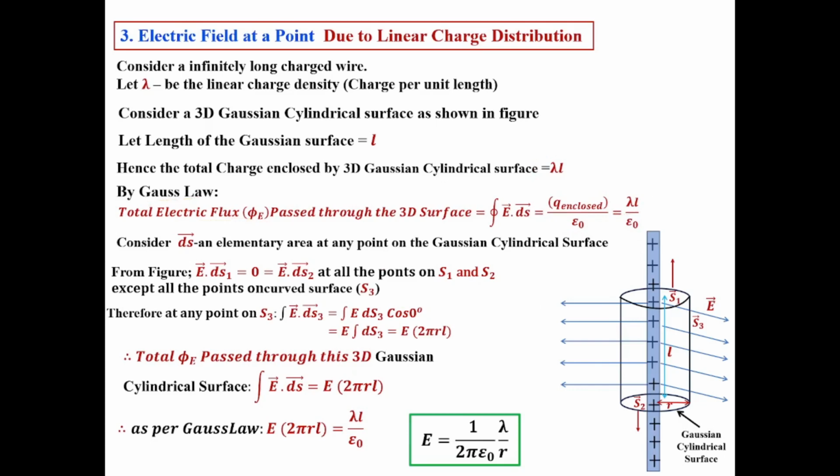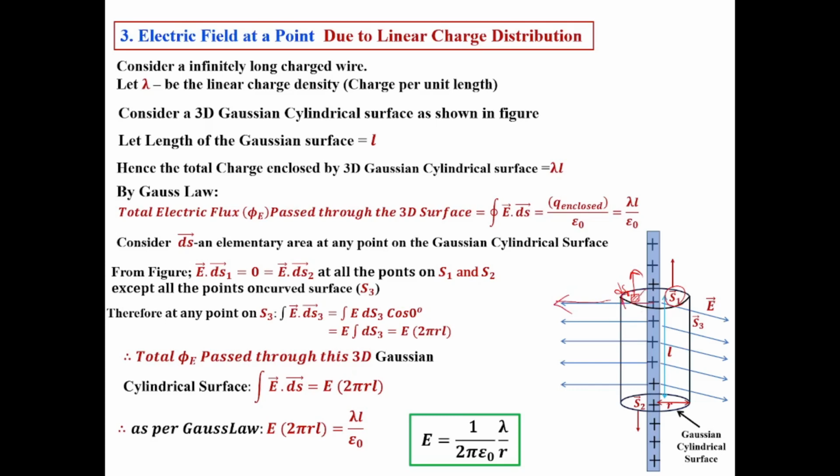Now we are going to consider three surfaces. This one is one flat surface S1, this one at the bottom is another flat surface S2, and the curved surface we consider as S3. If we consider a small elementary surface ds1 on S1, its direction is along the positive y-axis, but the electric field direction is along this direction. So the angle between them is 90 degrees.